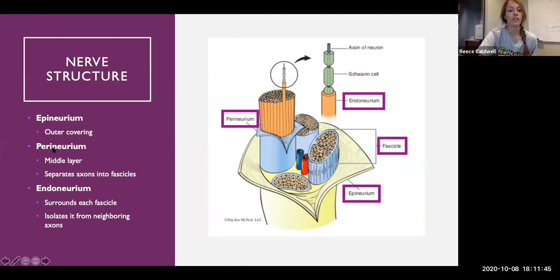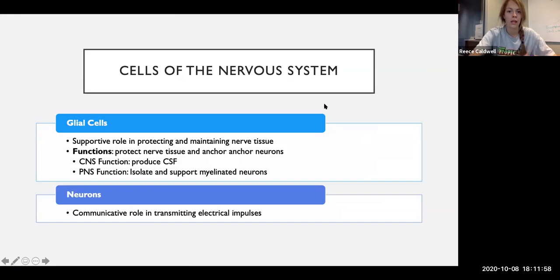You know, we have coverings of the nerves. The epineurium is the outer, perineurium is the middle, endoneurium is the innermost layer, but I'm not going to have y'all understand that. So let's get into the cells of the nervous system.